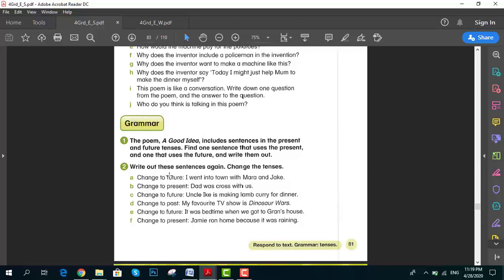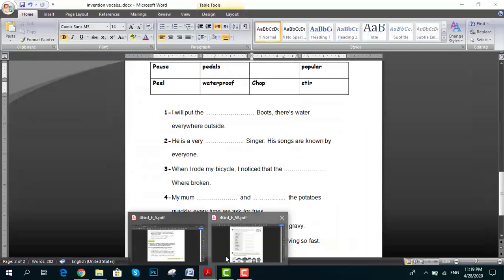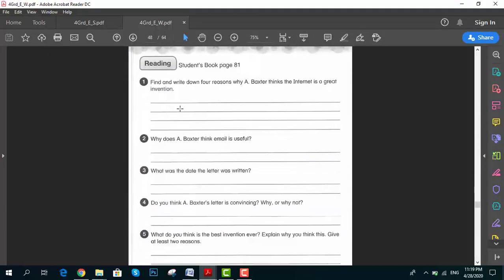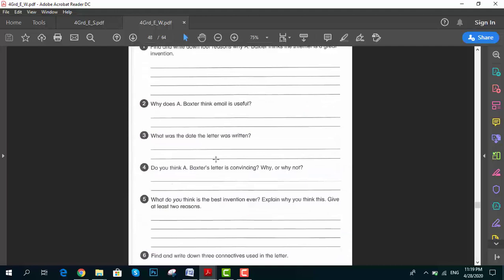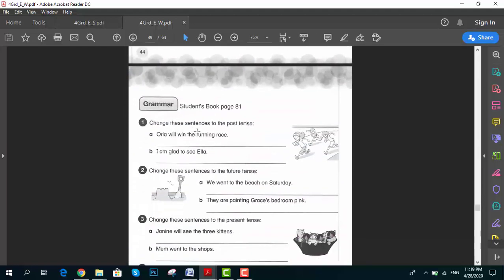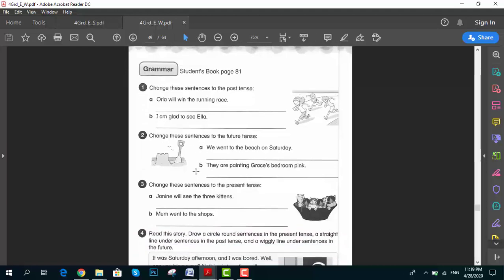Then going to grammar. In this unit, we have 3 rules: the past simple, present simple, and future simple. Here we have reading. This is not really important. Actually, we didn't do that. Here we have the grammar. They say we should change these sentences into the past, this one into the future, and this one into the present. But before we do this question, we should understand what the past tense, the present tense, and the future tense are. We did it in the class, and it's written in your grammar notebook.